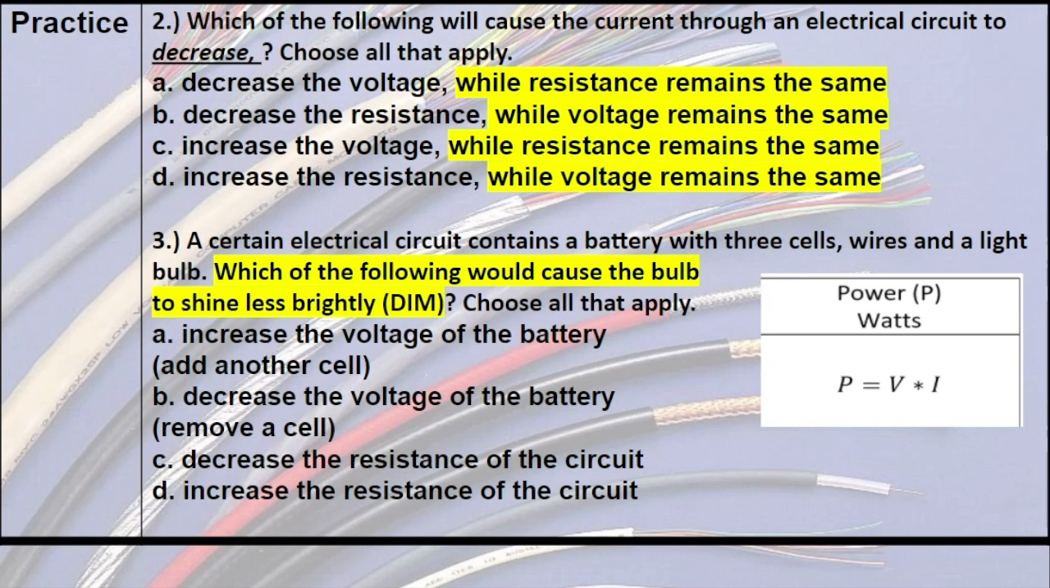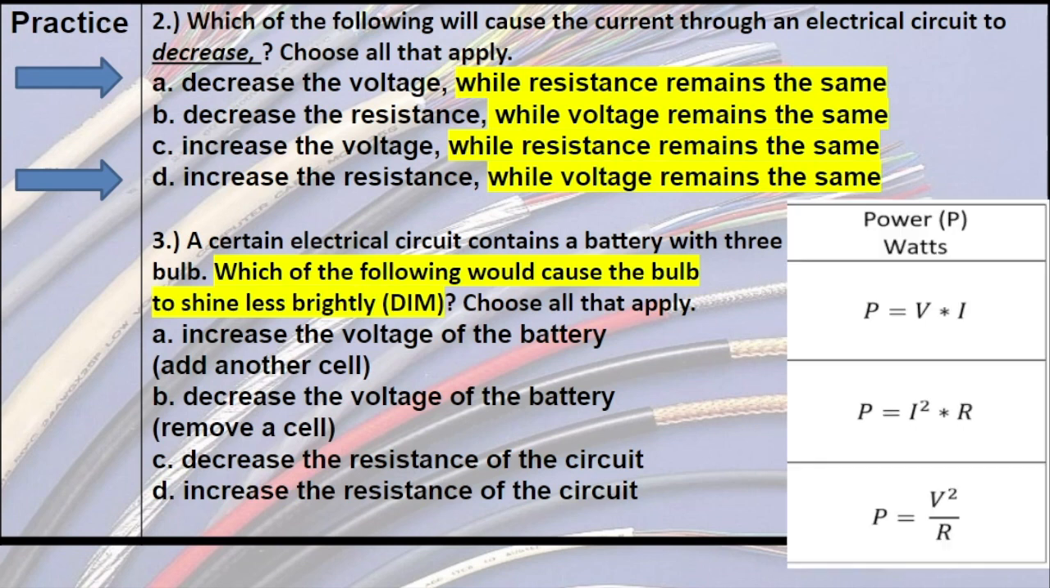We can see that option A is our correct answer because decreasing the voltage and keeping resistance the same will actually cause the current through an electrical circuit to decrease. Another way we can get that current to decrease is by increasing the resistance and keeping voltage the same.